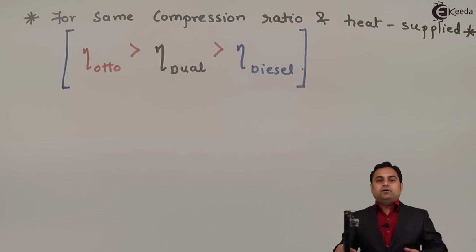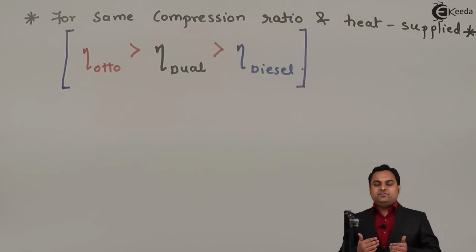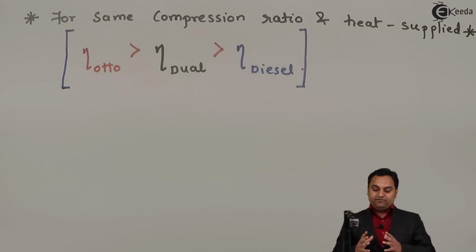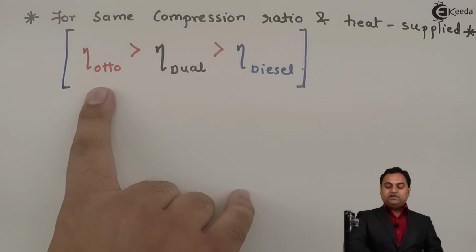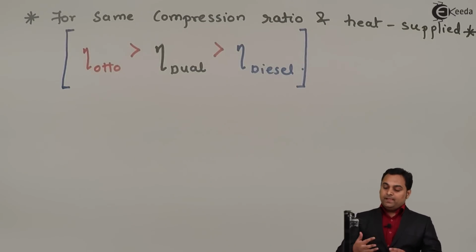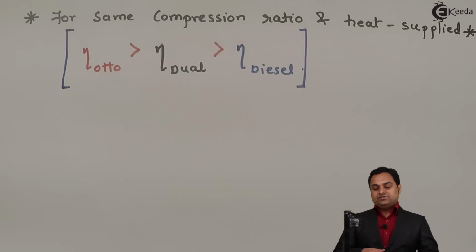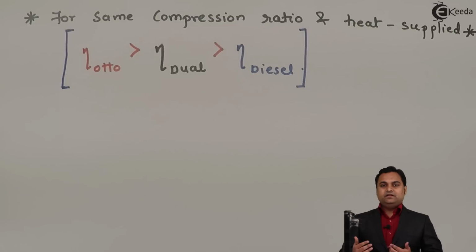So here we have compared all three thermal efficiencies based on the same compression ratio and heat supplied, and we have found that the Otto cycle has the maximum thermal efficiency under such conditions, the diesel cycle has the least efficiency, and the dual cycle is in between the efficiencies of Otto and diesel.